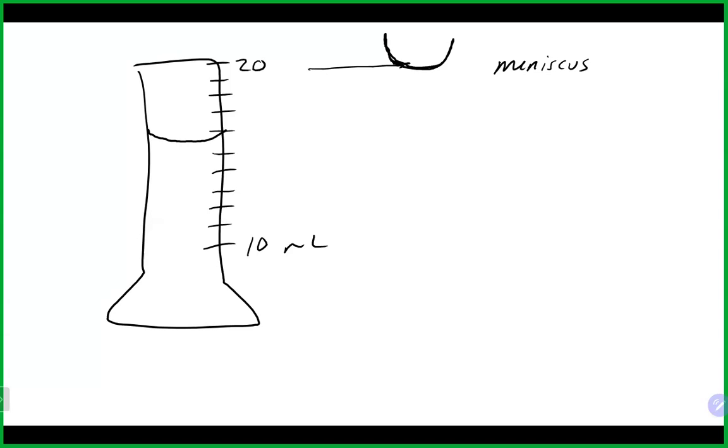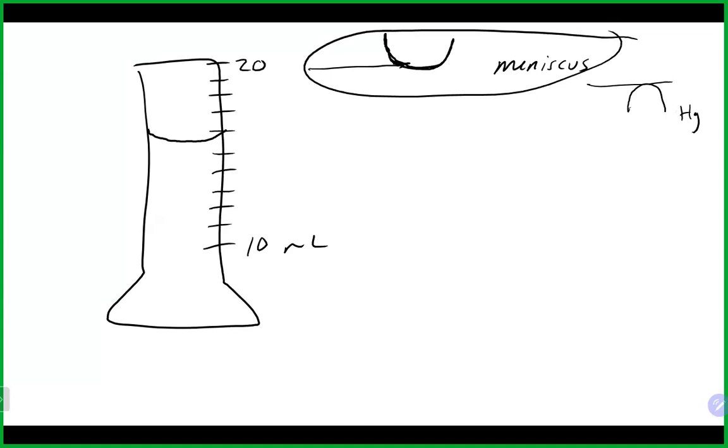Pretty much 99% of the things will have a meniscus that looks like that. You probably won't see the other meniscus that goes the opposite way, which is mercury. Mercury actually goes the opposite direction, so you would actually read from the top. It actually comes in on itself. But that's very rare. 99.9% of the time, that's what your meniscus is going to look like, kind of a U shape, and you want to read from the bottom of the meniscus.